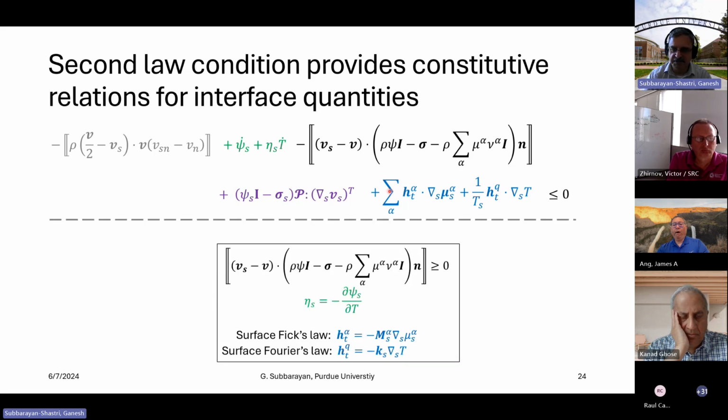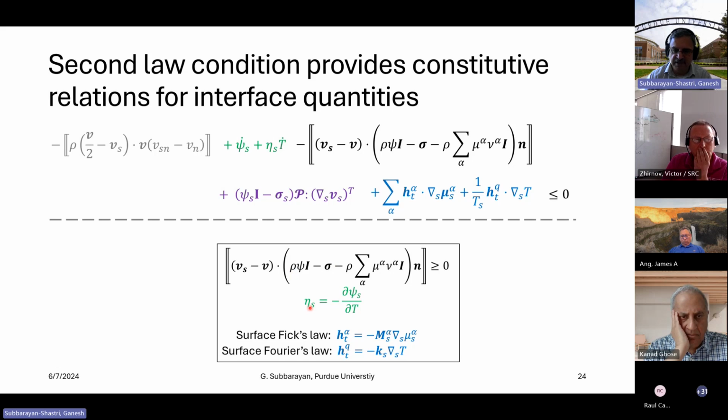And from the second law condition, you can derive this condition at an interface. This is a fundamental condition and has a well-known mechanics history. Some of these quantities together is what's known as the Eshelby energy momentum tensor. You can derive that quantity, and you can derive it on the surface.